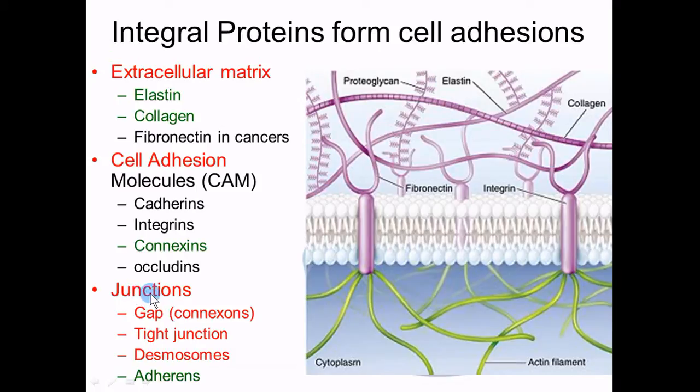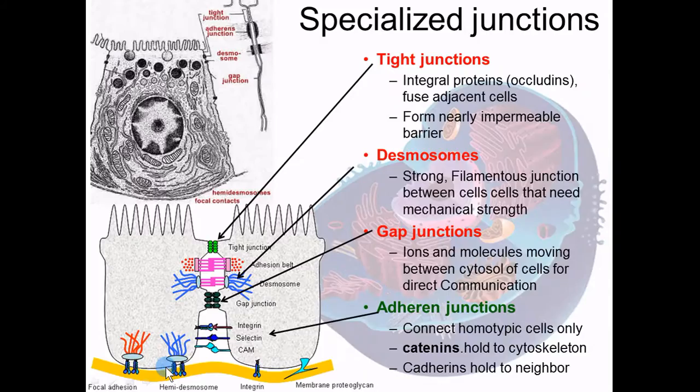In fact, I'll show you over the next several slides special junctions. And we're going to talk about these specifically: gap, tight, desmosomes, and adherens. These are all junctions that hold cells together. Right? So here's an example with two cells. Here's a cell held to another cell.